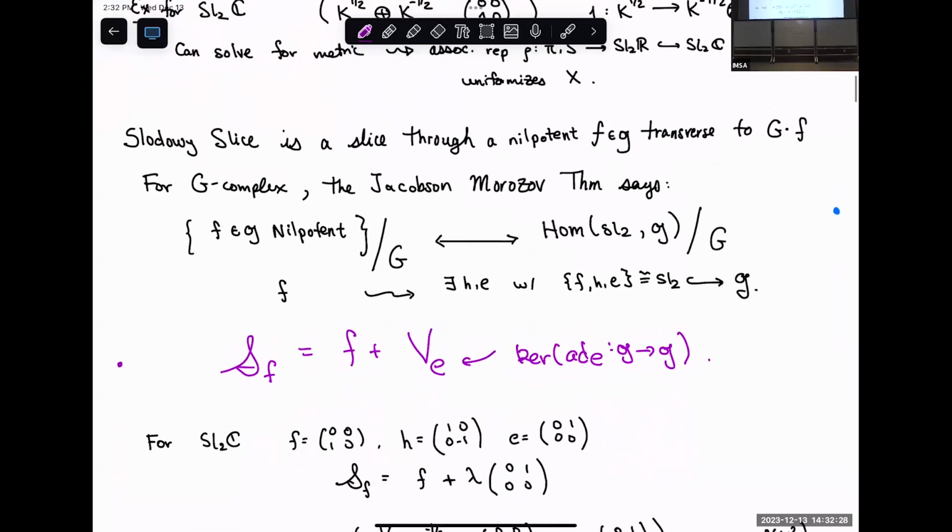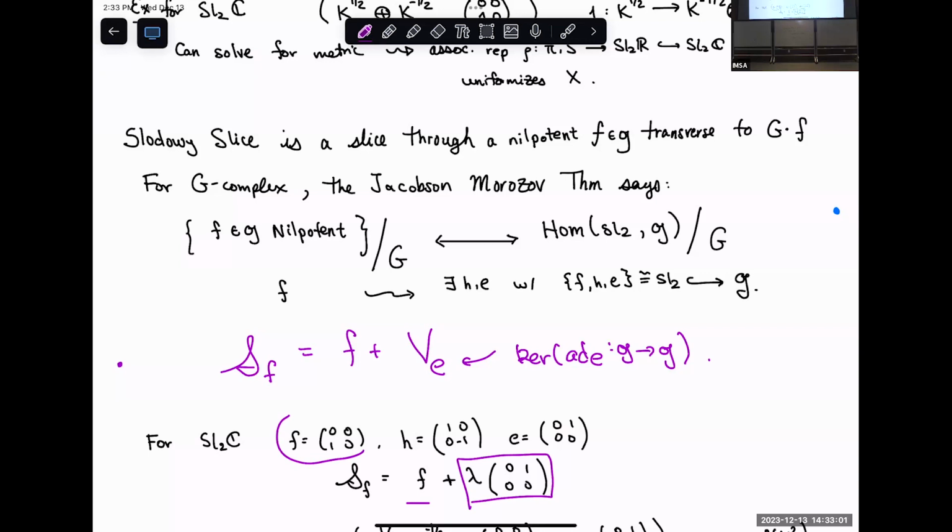So for example, for SL2, we just take the standard generators, F, H, and E. F is 0, 0, 0, 0, 1, 0, and H and E are as given. The kernel of ad E is just the span of E. So the Slodowy slice in this case is I take my constant nilpotent F plus something in the span of E.